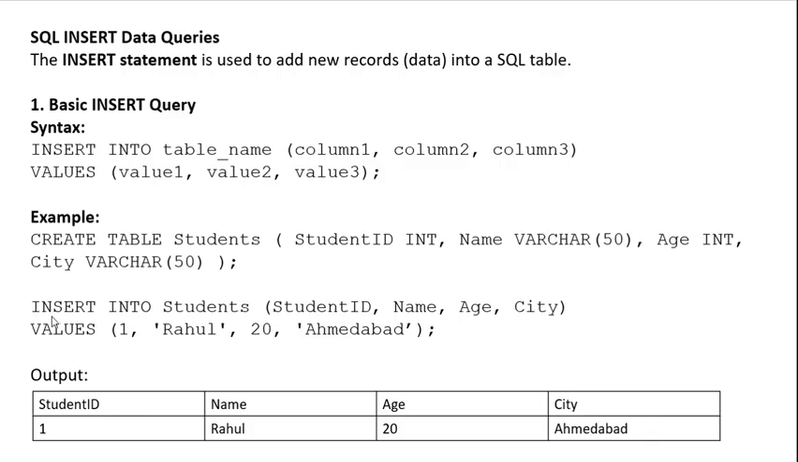And the INSERT query is written like this: INSERT INTO student, and inside the brackets the column names, first student_id, name, age, city. Four columns are used. Close the brackets and then VALUES. Inside the brackets, first the id as 1, and the name in single quotes as a string value, Rahul, and the age as an integer value, 20, and the city is a VARCHAR, so in single quotes Ahmedabad. So in the output the columns are given and the values are placed in the respective columns.